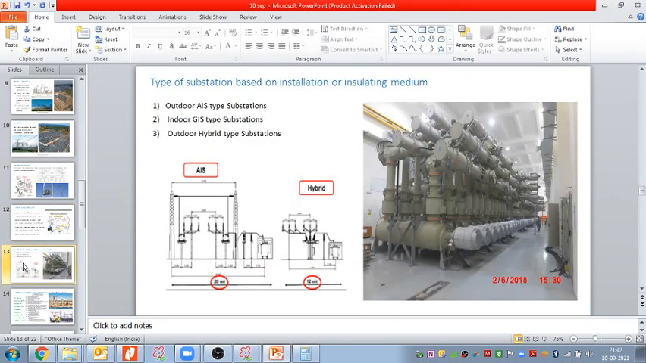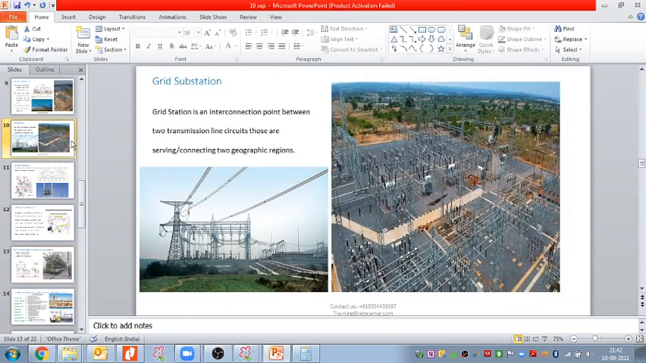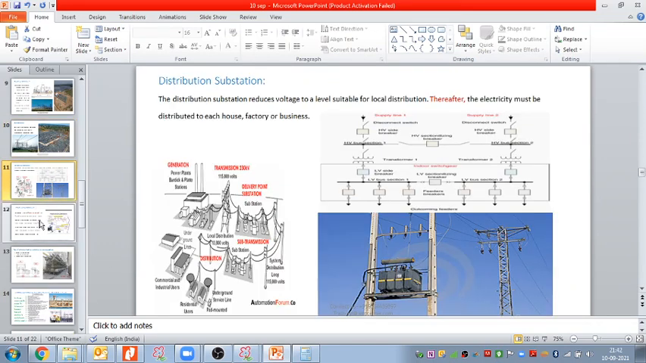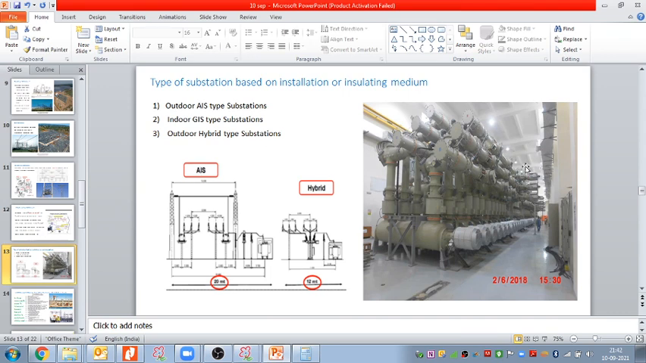Now next, here we discuss types of substations based on the locations. Again we have types of substation based on the insulating medium or based on the installation. So we have the outdoor type, AIS type substations. This is outdoor AIS type substations. Then we have indoor GIS type substation, GIS, gas insulated substation. And then we have the hybrid type substation, the mixture of AIS and GIS, which we call the hybrid type substations. Why these three types?